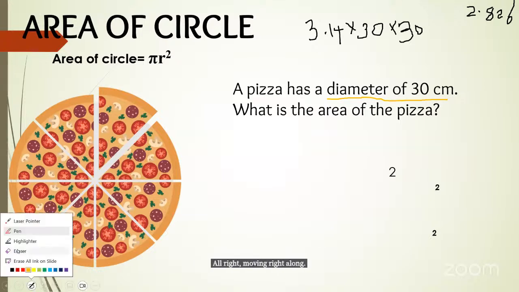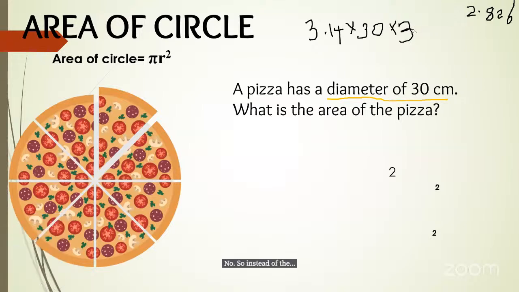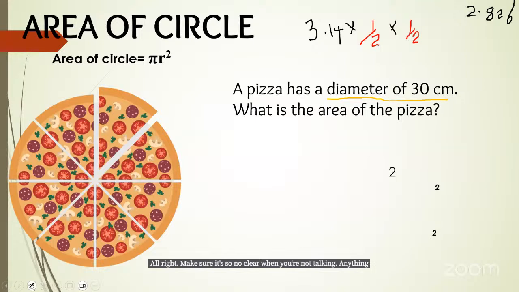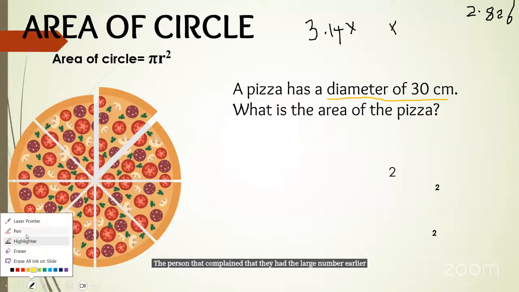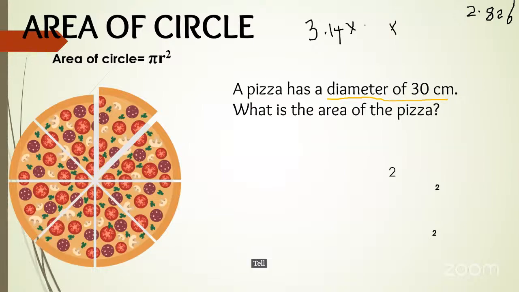So instead of the 30, what should I have? 15. Half. Somebody say half. 15, Miss. All right. Make sure you speak clearly when you talk to me. So we are going to have 15. So it's 3.14 times 15 times 15. The person that complained about the large number earlier, is the number still big? Tell me what you have now. 706.5.